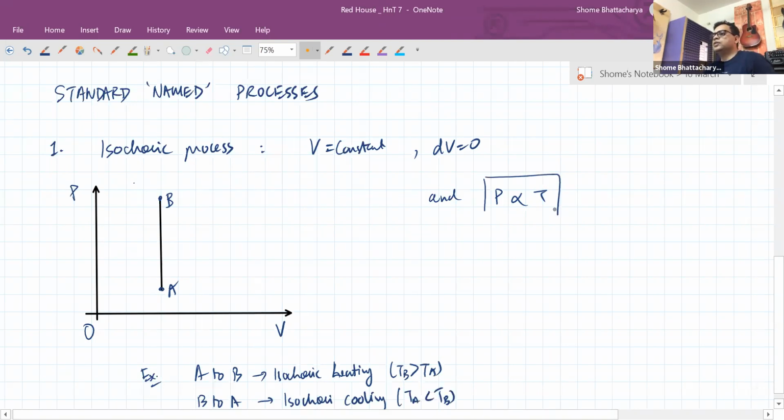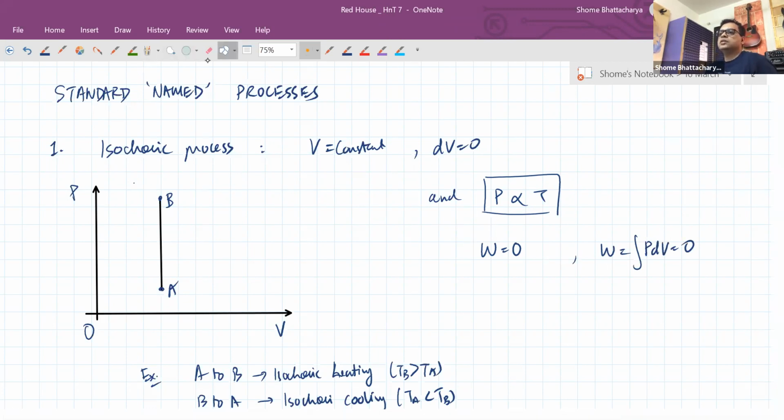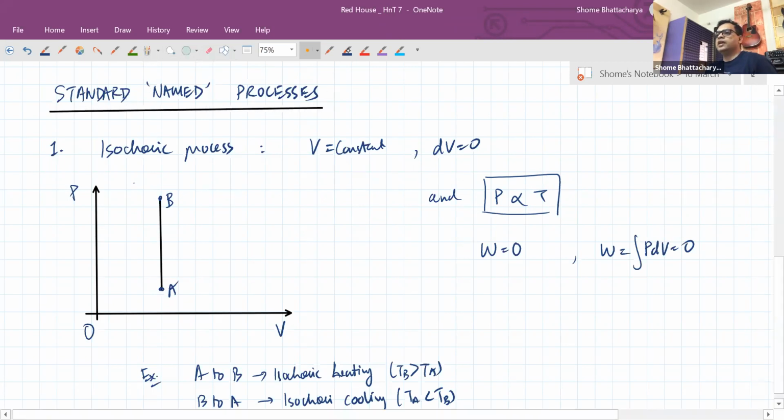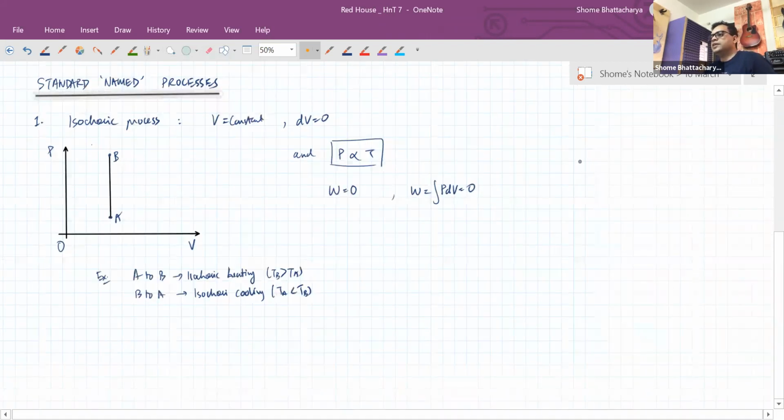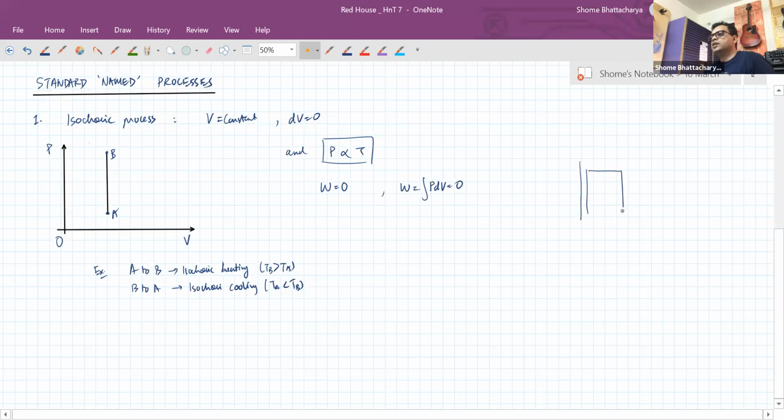So pressure is proportional to temperature. That's why, volume being constant, the graph looks like this. And secondly, volume being constant, the work done becomes zero because... okay. So this completely makes sense because if you visualize experimentally what an isochoric process looks like, it's very simple. The experimental understanding of an isochoric process would be that you have a container of fixed volume.